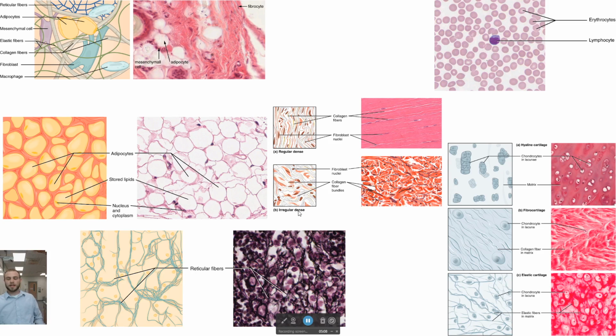You have these regular dense and irregular dense. Regular dense, they're going to look very patterned or very smooth. Irregular dense are not going to be. And then you have your hyaline cartilage here. So the pictures on the right are actual stained images using a microscope, and on the left here are just kind of diagrams. But this is hyaline, fibrocartilage, and your elastic cartilage.